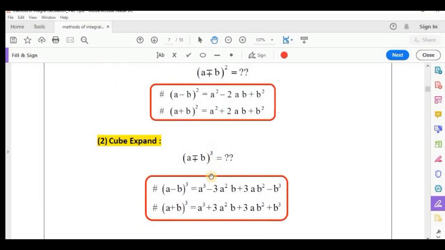Cube expand. This is the formula to expand the cube. Just be careful with the minus. Here minus, so it will be here. Here we have minus. Also at the end we have minus.